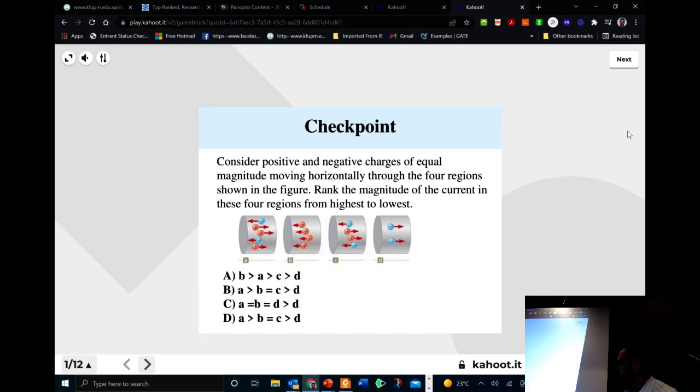Consider positive and negative charges of equal magnitude moving horizontally through the 4 regions shown in the figure. You have situations A, B, C, and D. So you have positive and negative charges, and the direction of motion is indicated by the red arrow. Rank the magnitude of the current in these 4 regions from highest to lowest.